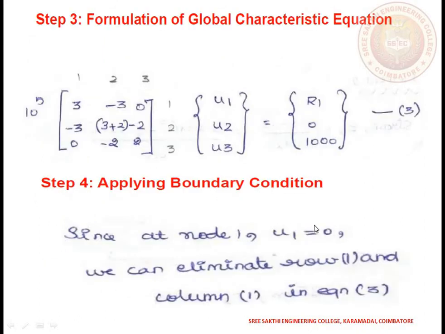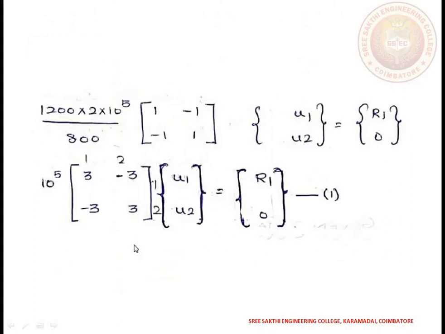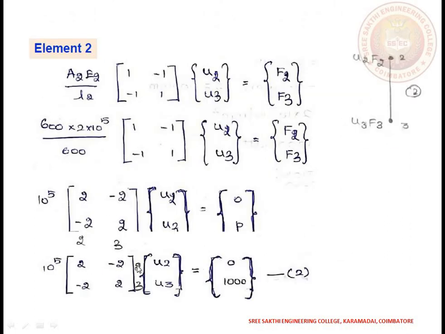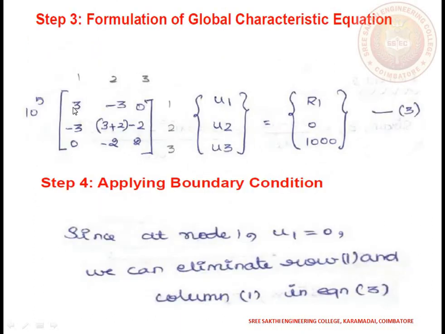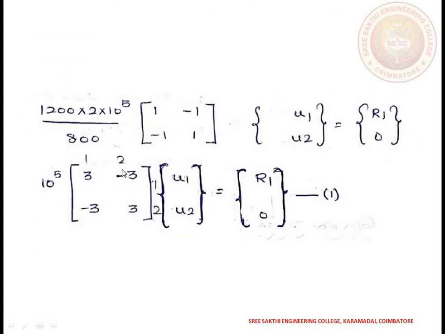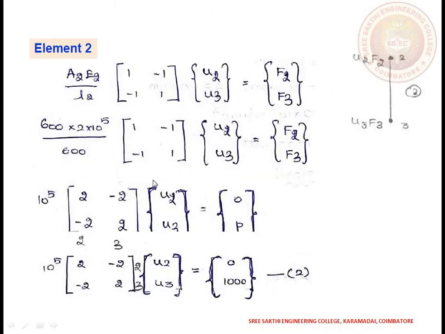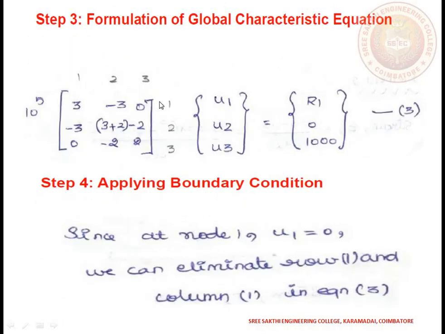Next you assemble the global stiffness matrix, or the formulation of the global characteristic equation. How do you solve it? Diagonally you add. For 1 and 1 it is 3. Then similarly, here there is no 1 and 1 overlap, so I put it as 1 and 1 is 3. Then 2 and 1 is minus 3, so that is 2 and 1 is minus 3.